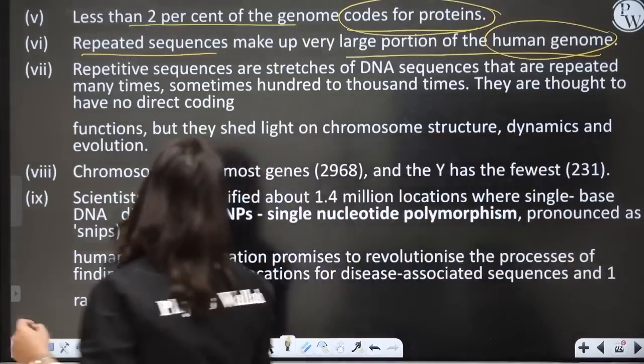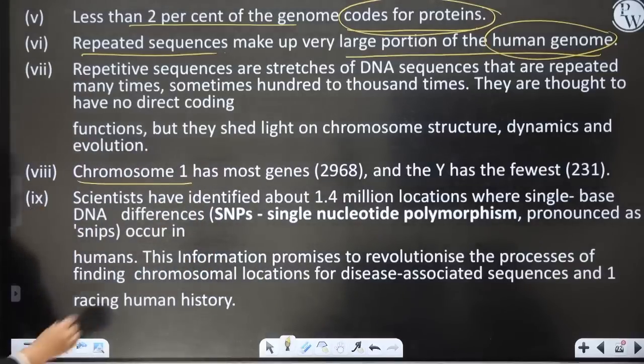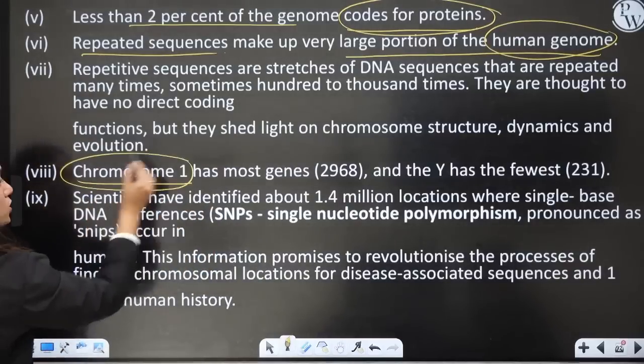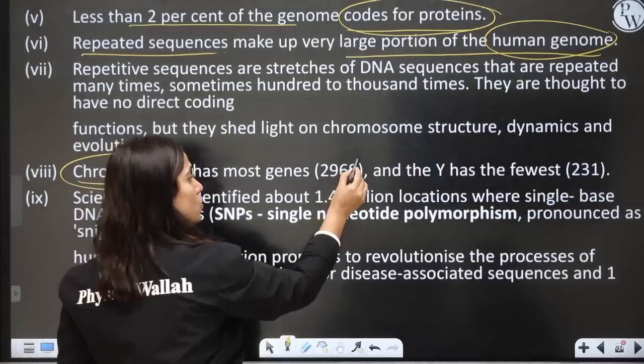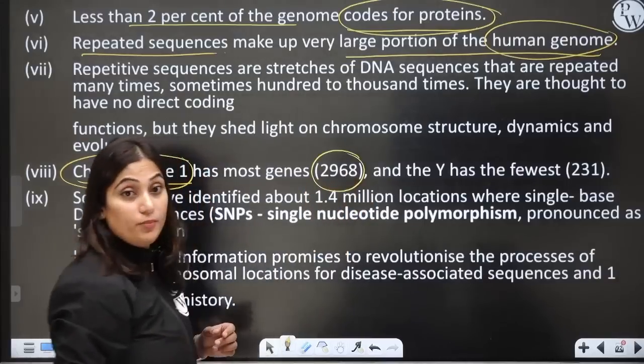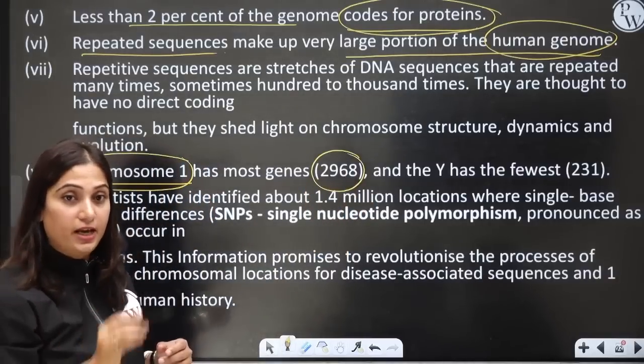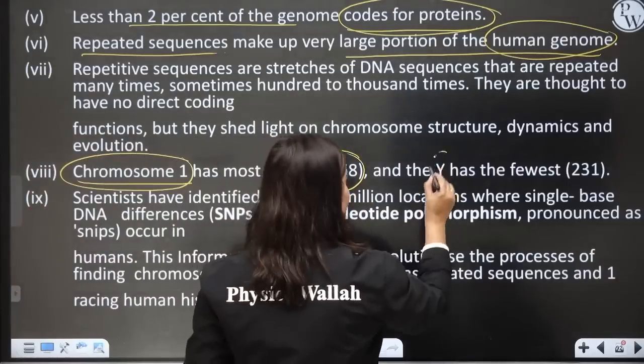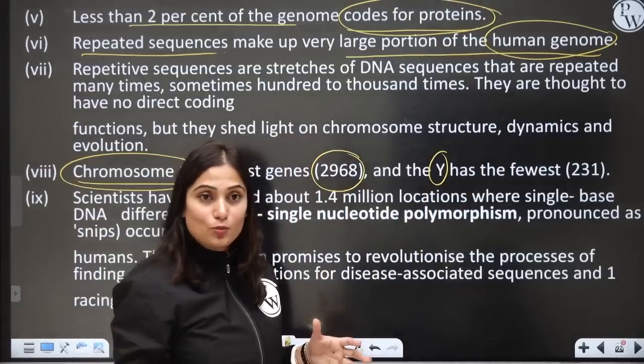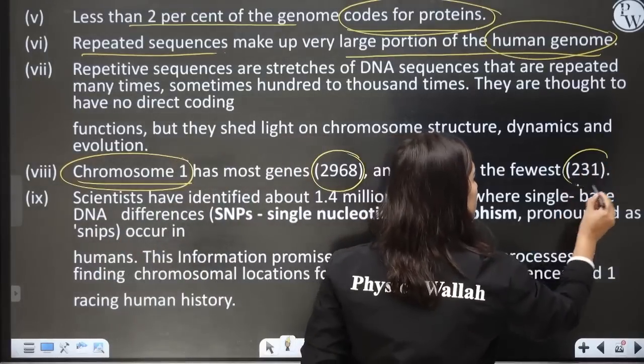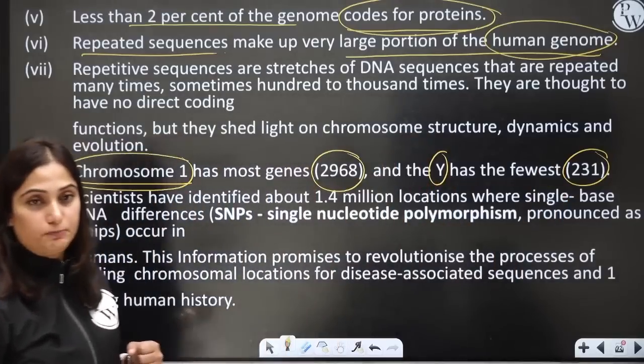Chromosome number 1 is the largest chromosome, containing 2968 genes. Learn with me, 2968 genes. And the Y chromosome is the smallest chromosome. It contains only 231 genes.